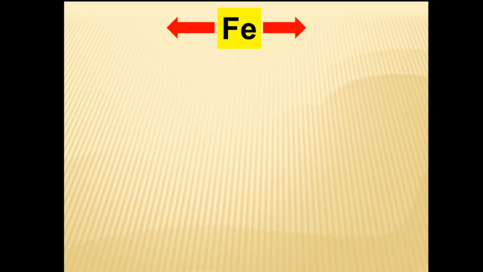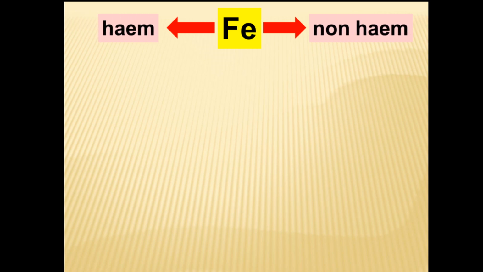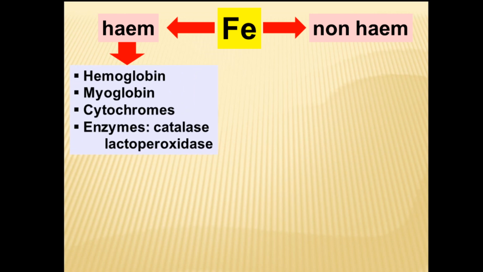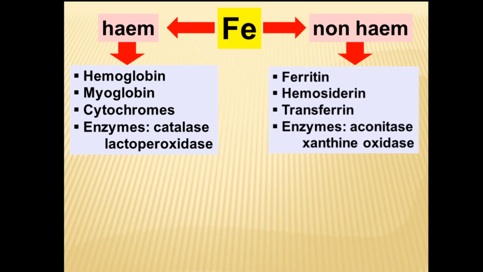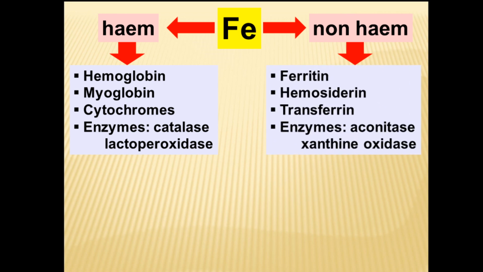Iron is presented in our organism in two forms, heme and non-heme iron. Heme iron is, first of all, presented in the content of hemoglobin, myoglobin, some cytochromes and enzymes. Non-heme iron is, first of all, presented in deposited form, such as ferritin, hemosiderin, transferrin, and some enzymes.